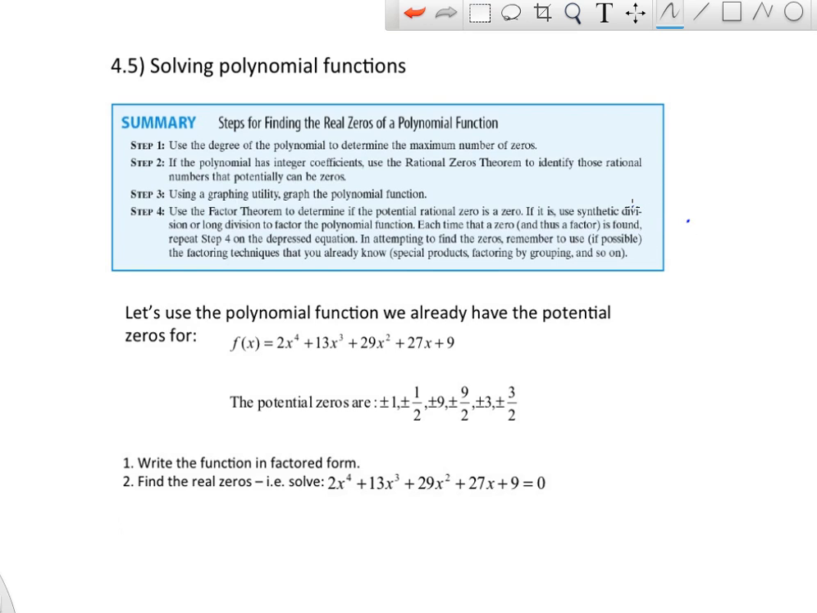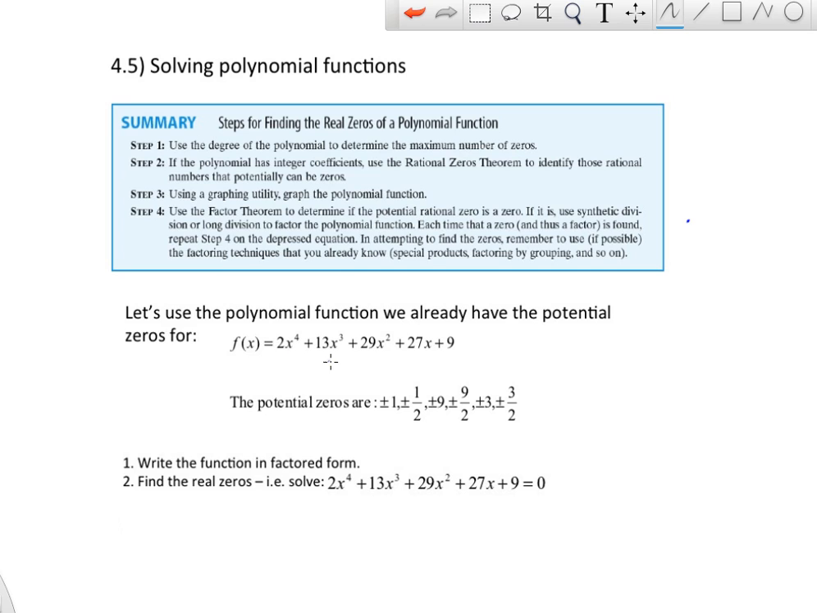Okay, 4.5, solving polynomial functions. The book tells you a bunch of these steps. Like usual, I don't always follow all the steps, but I'll do most of these, and I might come back to it and show you exactly which of these we did do. But let's just look at an example.